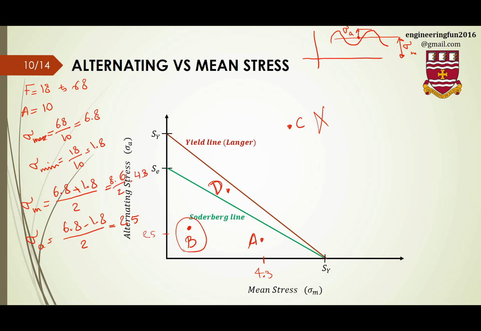If I want to compare these two points, point D based on Langer criteria is a safe point, but based on Soderberg it is not safe because it's out of the region. So Soderberg is very conservative in comparison with the Langer line. And okay, I'm gonna remove these ones.